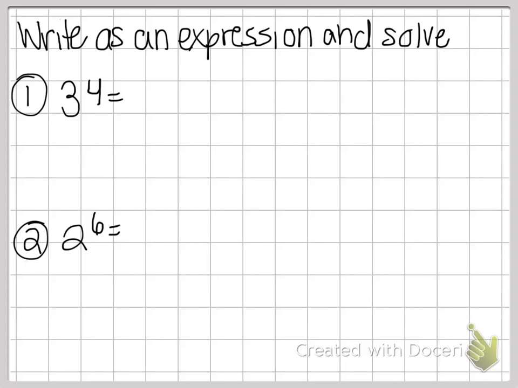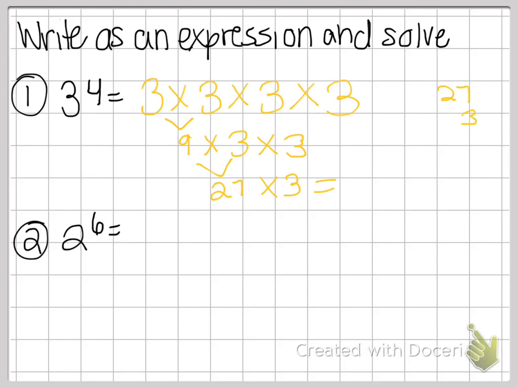So if I have 3 to the 4th power, 3 is the base, 4 is the exponent, that is the same as 3 times 3 times 3 times 3. Now to solve this, I'm going to go ahead and do 3 times 3 is 9 and copy down what I have not used yet. Then 9 times 3 is 27 times 3, and then 27 times 3 equals 81.